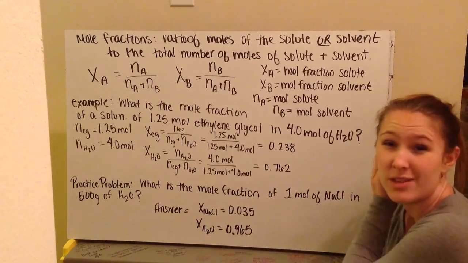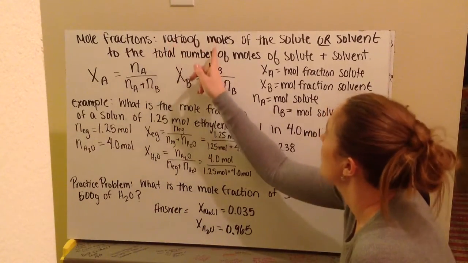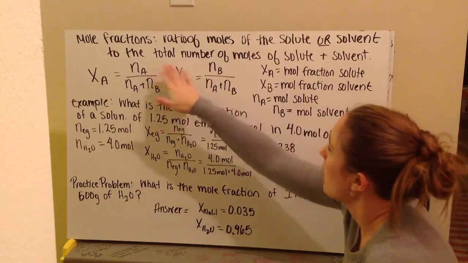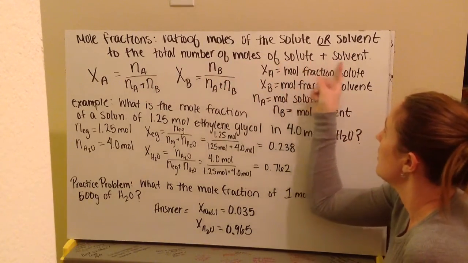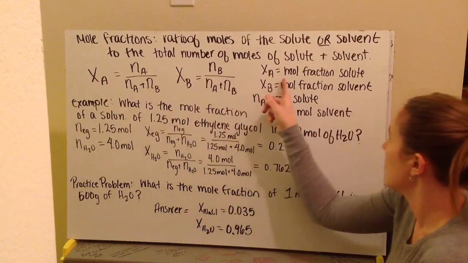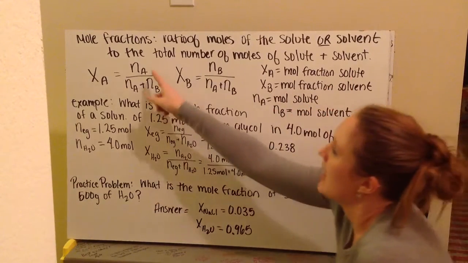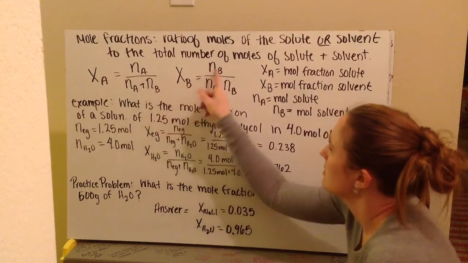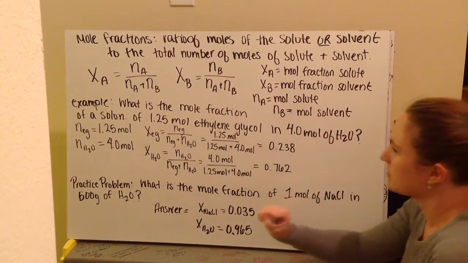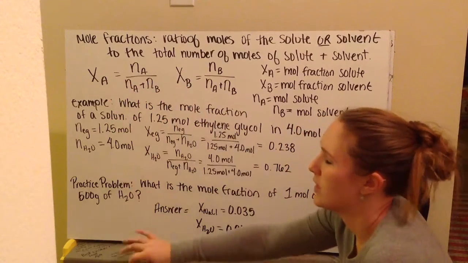Okay, mole fractions are another way to calculate concentration. Our mole fractions are going to be a ratio of moles of the solute or solvent to the total number of moles of the solute plus the solvent. So XA and XB are going to represent our mole fraction of our solute and the mole fraction of solvent. And then our nA and nB are going to represent our moles of our solute and our moles of our solvent. So depending on if you're looking for your solute or your solvent, you'll just rearrange accordingly.